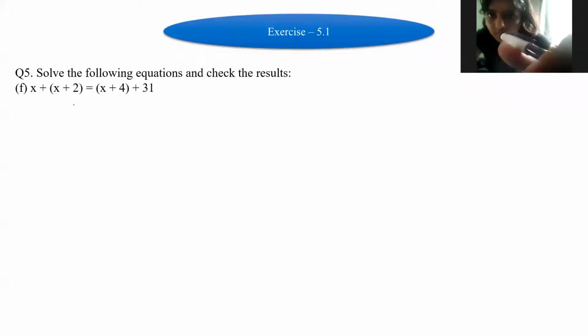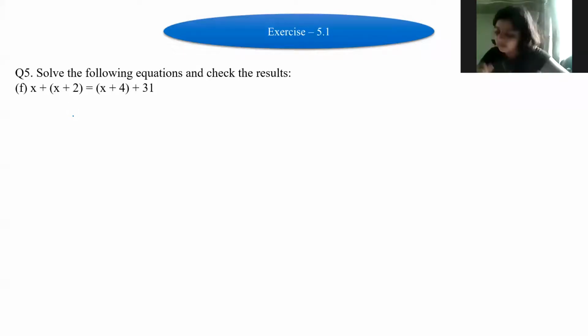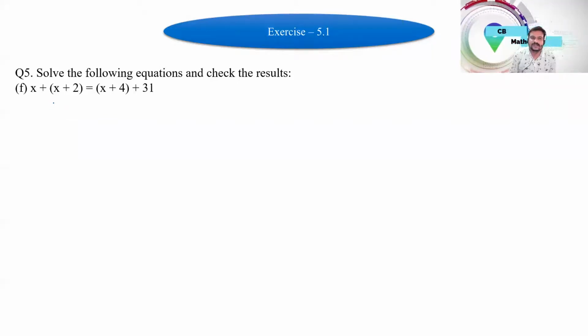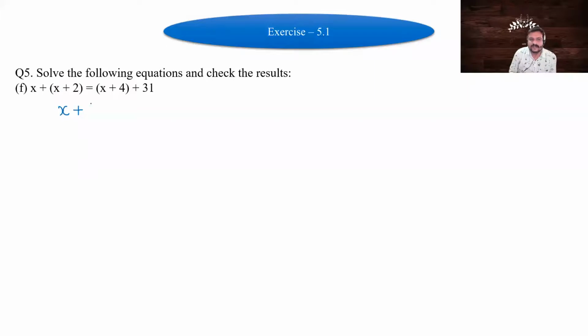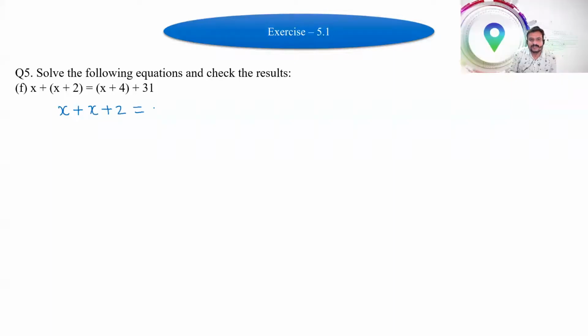Yes, sir. Sir, I only want to ask that if x plus 2 and x plus 4 are in brackets, can we do variable on one side and constant on the other side? Yes, we have to do that only. Variable on one side and constant on the other side. See, if I remove the bracket also, there is no problem. I can write it like this: x plus 2 is equal to x plus 4 plus 31. Now it will be easier for you to shift the variable terms on one side and constant terms on the other side.